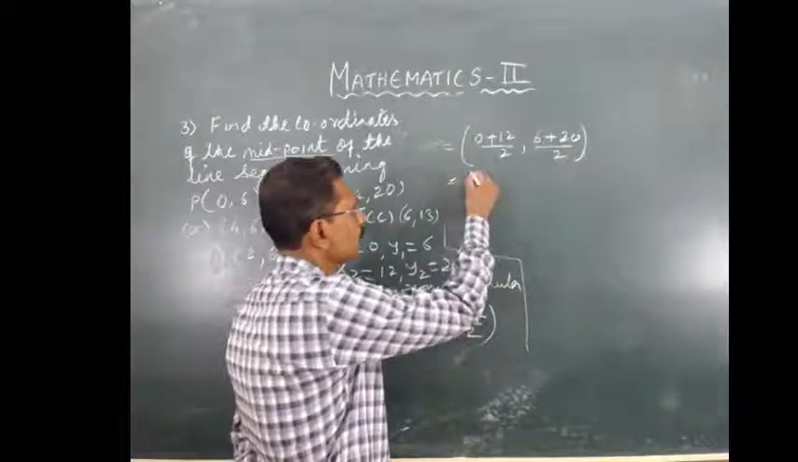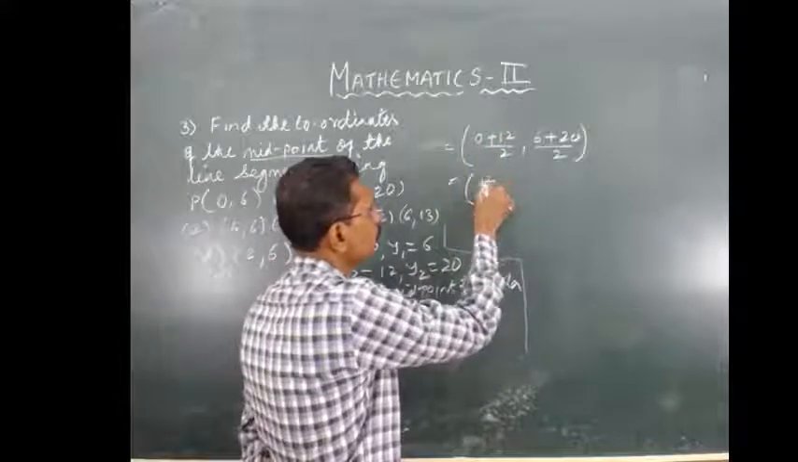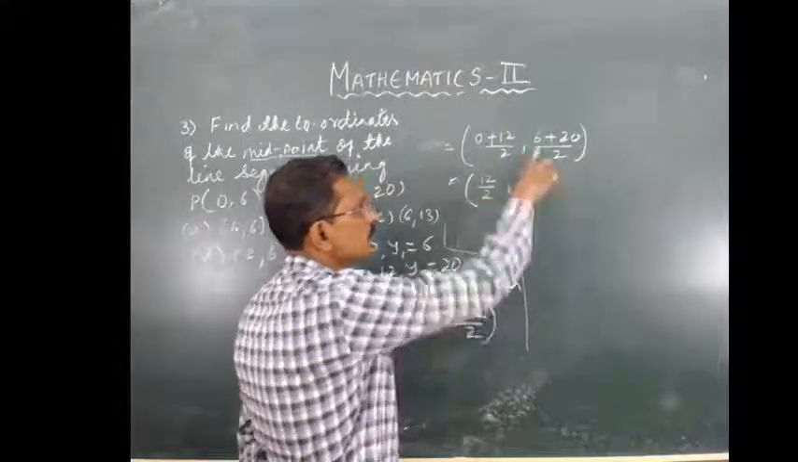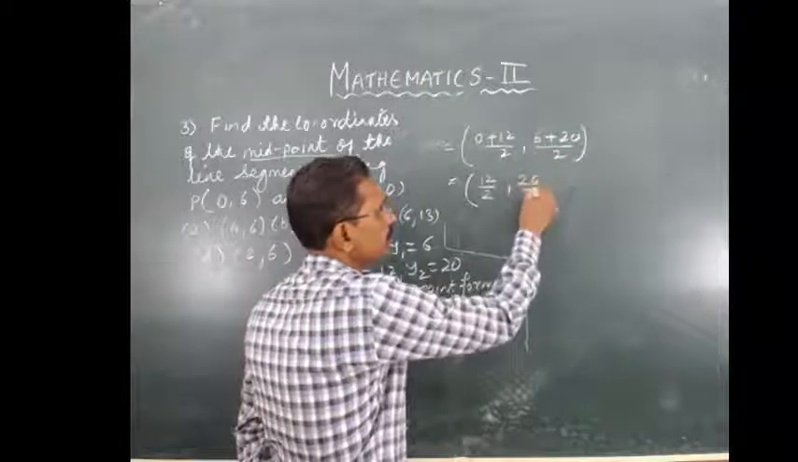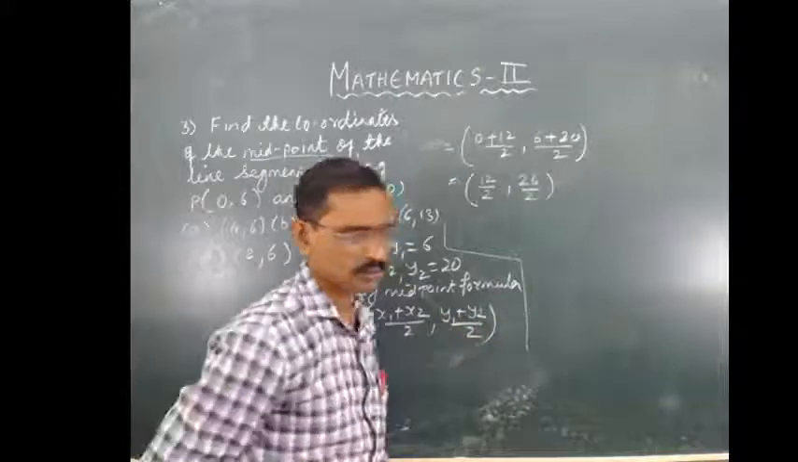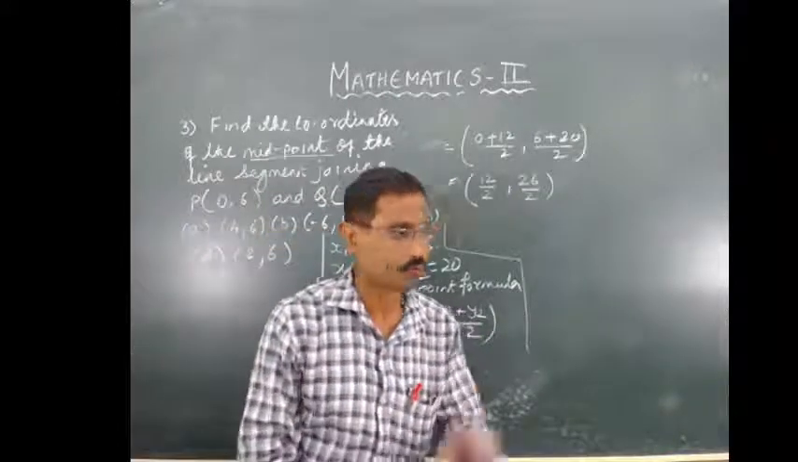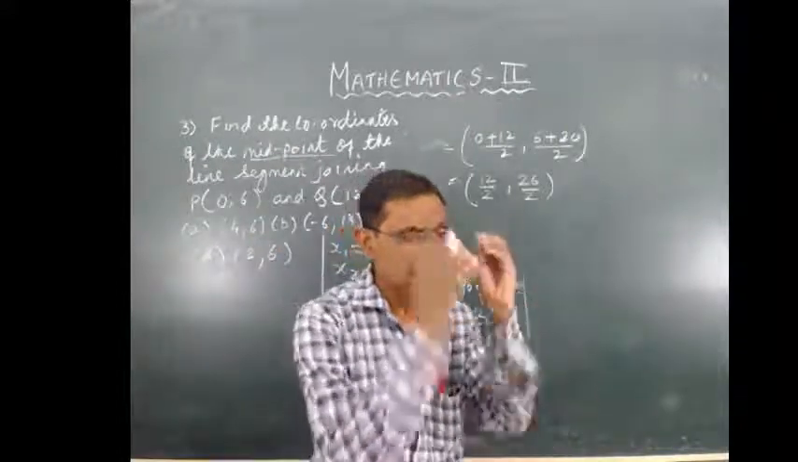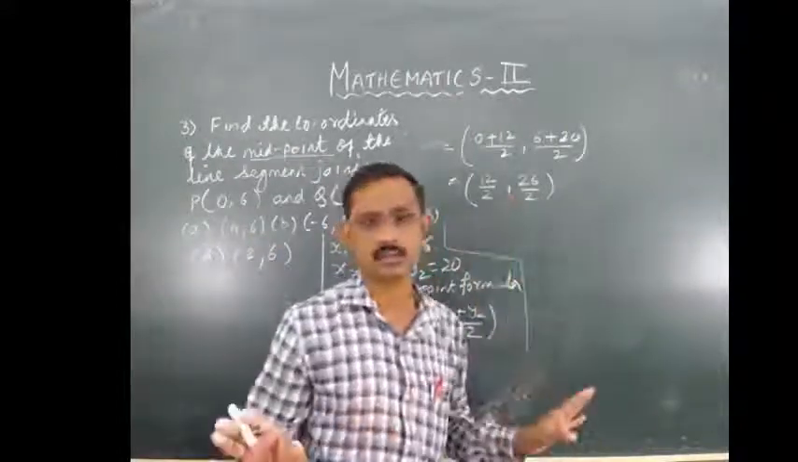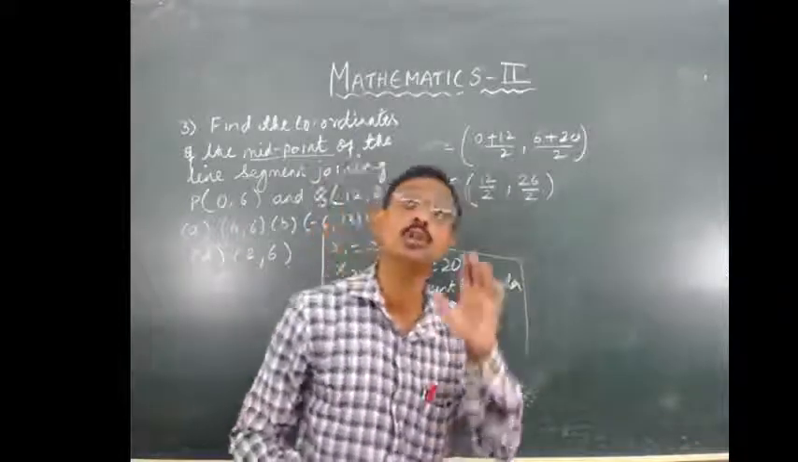Now this is equal to 0 plus 12 gives me how much? 12 upon 2. 6 plus 20 gives me how much? 26 upon 2. Reduce it to the lowest form. We will try to reduce it to the lowest form, because if you look at the options and if I leave it like this, none of the options matches with my answer. So I will reduce it to the lowest form.